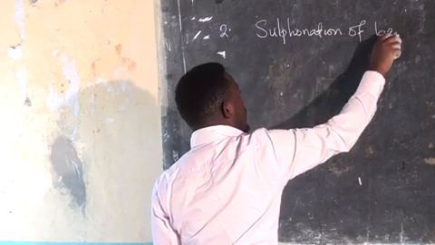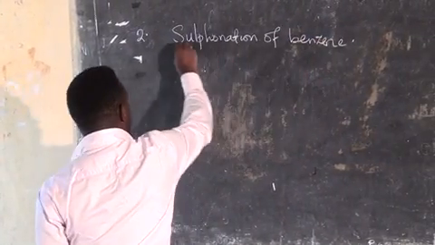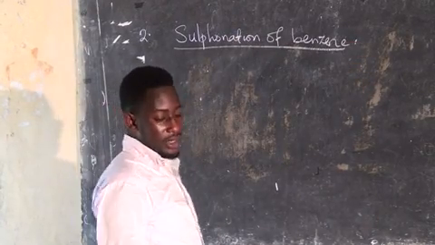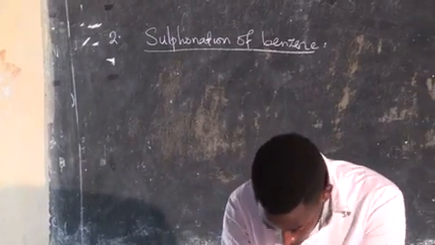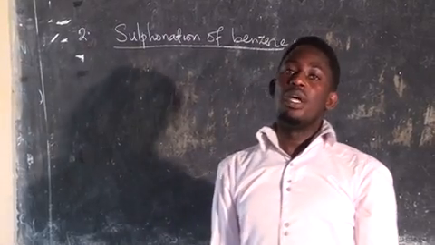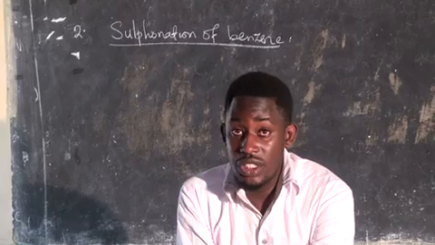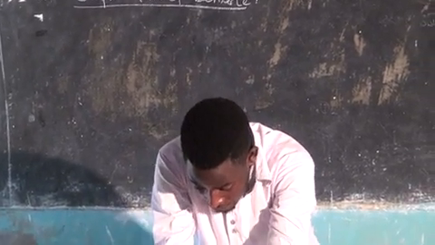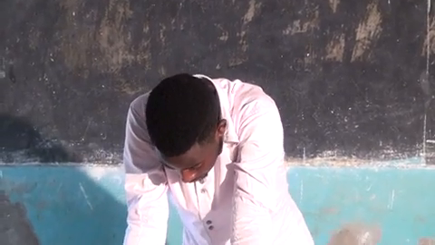Sulfonation of benzene. So we want to see what happens with sulfonation of benzene. Of course, with sulfonation of benzene, we are more interested in the reaction between benzene and concentrated sulfuric acid. However, it must be fuming. The sulfuric acid must be fuming, and also the temperature should be between 35 degrees Celsius to 50 degrees Celsius.